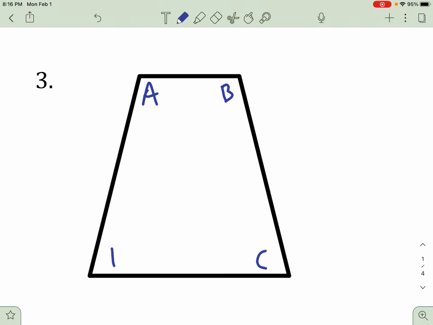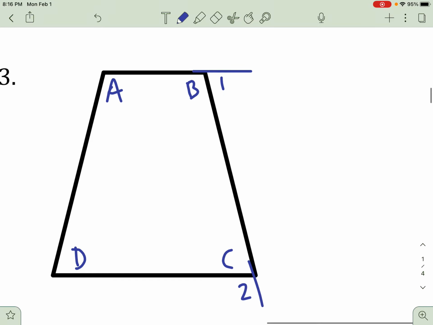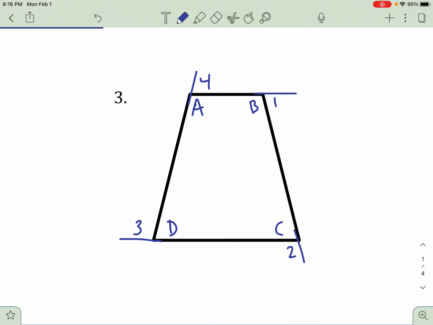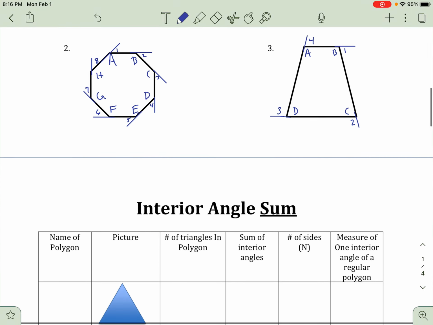Okay, number 3, you could say that these are interior. And then we have our exterior, again, all in the same direction. Okay, so those are your exteriors.